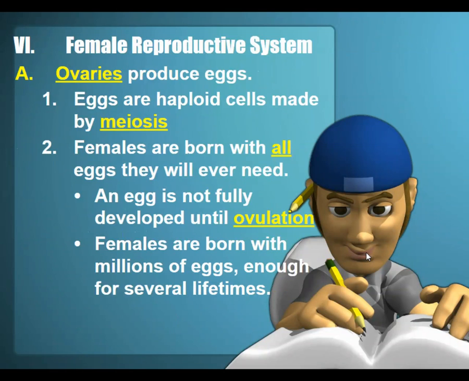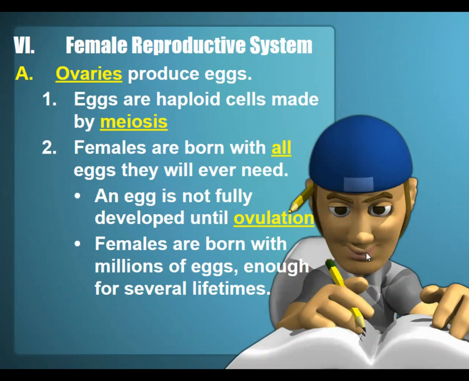Okay, moving on to the female reproductive system. Females have ovaries that produce eggs, and that's where meiosis occurs in females. Eggs are the haploid cells that are made through meiosis, and females are born with all the eggs that they'll ever need. They don't make new ones, they just have them when they are born. An egg is not fully developed until ovulation, which is part of the female menstruation cycle.